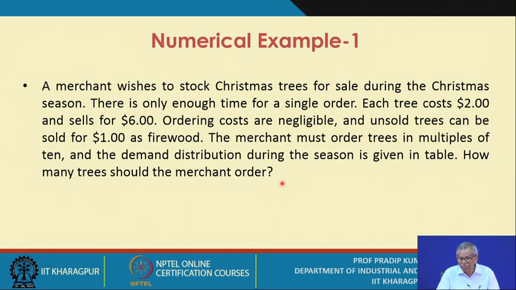The merchant must order trees in multiples of 10, and the demand distribution during the season is given in the table. While you place this numerical example, that means you have collected the data, you have analyzed the data, and so the demand distribution in empirical form is presented in the table. Now, the question is how many trees should the merchant order?